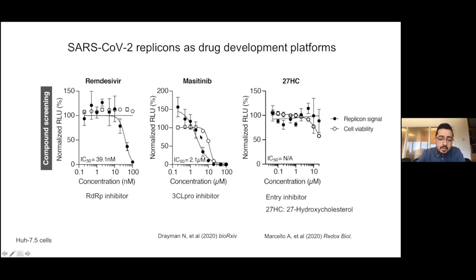We also tested masitinib, a putative inhibitor of the 3CL protease, and observed inhibition. However, we encountered cytotoxicity at higher concentrations. As a control, we tested 27-hydroxycholesterol, thought to work against SARS-CoV-2 at the level of entry, and as expected, we did not observe appreciable inhibition of the replicon. So this overall gives us confidence that the replicon is useful for reporting on intracellular replication apart from entry and virion production.